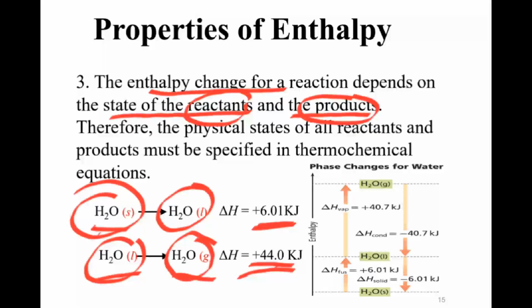So the amount is not the same. Therefore the physical states of all reactants and products must be specified in a thermochemical equation. And the reason is because of this: the amount of enthalpy change we need is not the same for each state of the reactants and products.